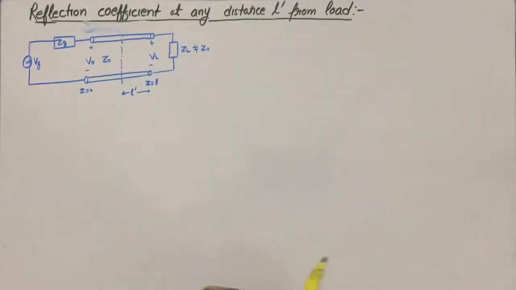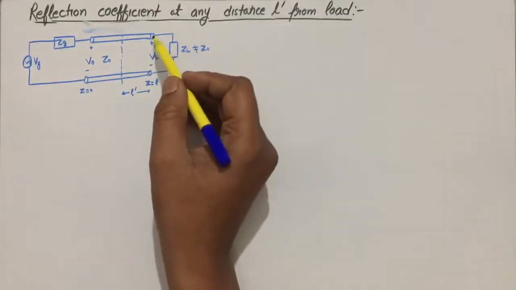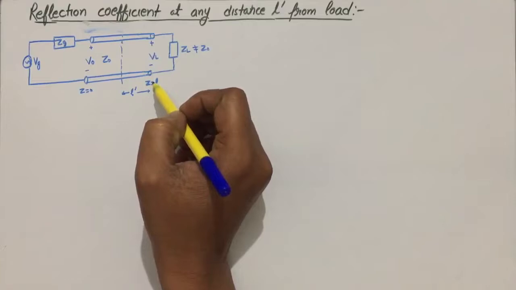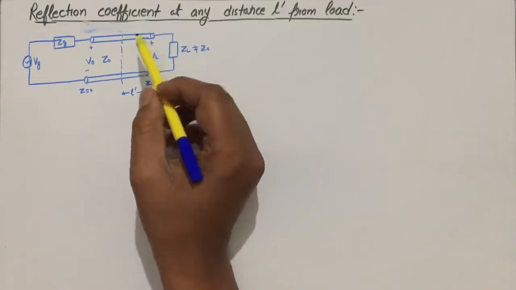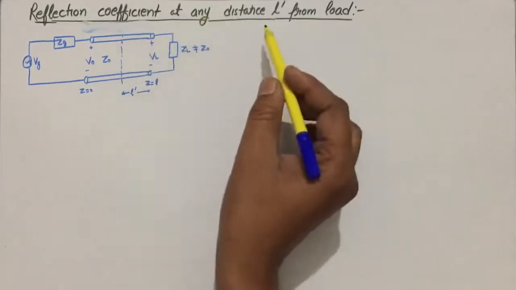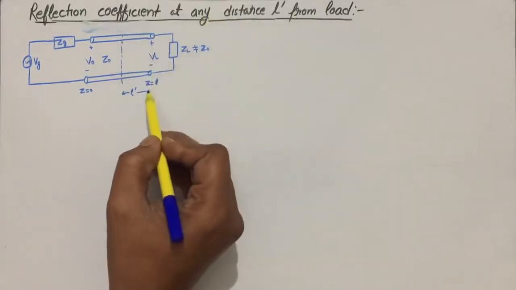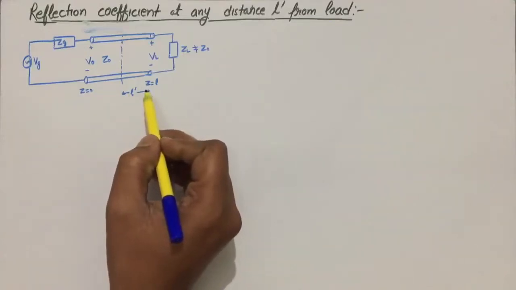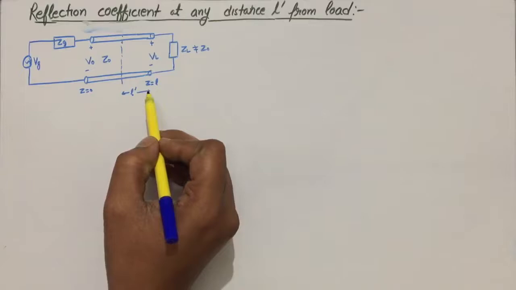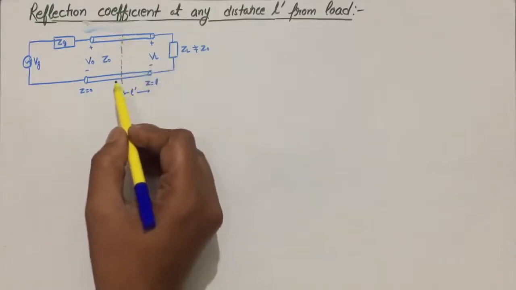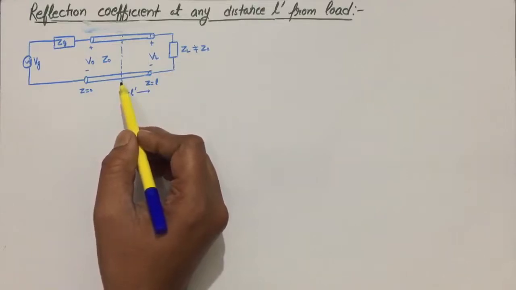Good morning, students. In the previous lecture, we discussed the reflection coefficient at the receiving end, at distance z equal to L. Now today we will continue that topic and discuss the reflection coefficient at any distance L dash from the load side. Now we are considering the distance L dash. At this point we will try to find the reflection coefficient.